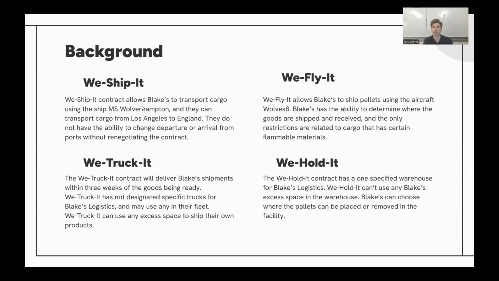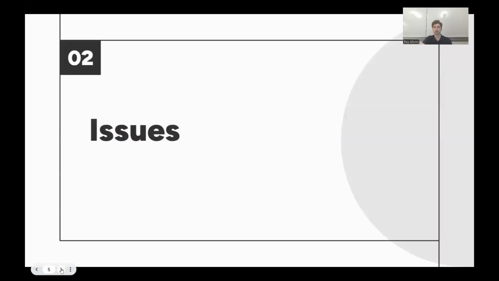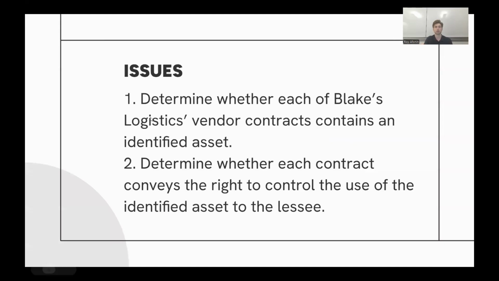So we engaged recently in four contracts with We Ship It, We Fly It, We Truck It, and We Hold It. And I'm going to go further into it later throughout this presentation. And so first we're going to go through the issues. So we're going to try to determine which ones contain an identified asset. And we also want to know which convey the right to control the use of the identified asset.